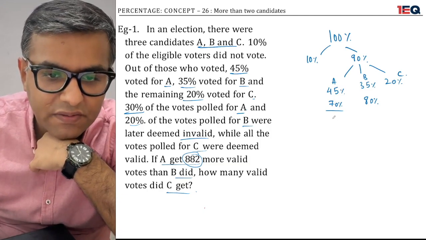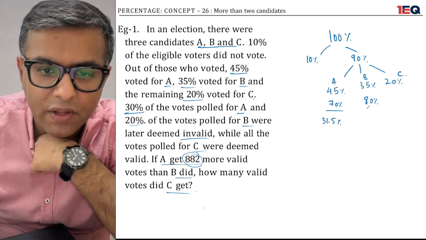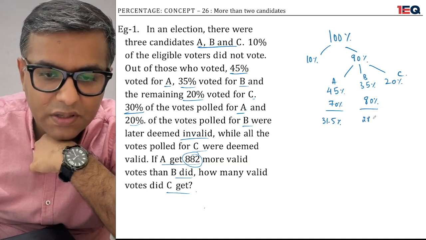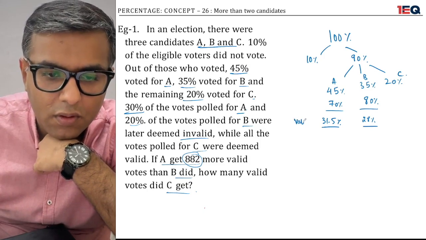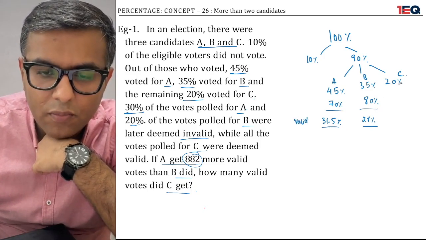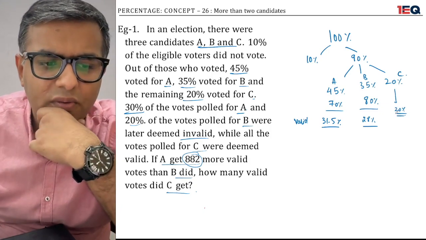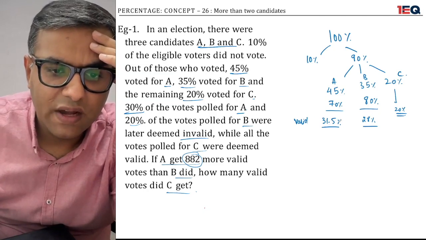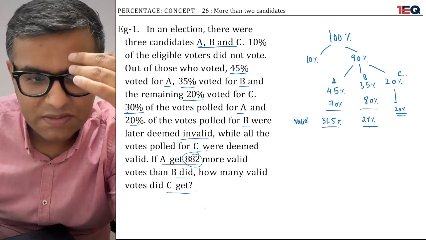7 5s are 35, 7 4s are 28, 31.5. This is the percentage of valid votes for A. 8 5s are 40, 8 3s are 24, 28%. This is the percentage of valid votes for B, and 20% is already the percentage of valid votes for C. There are no invalid votes for C. So now, what is being asked for?